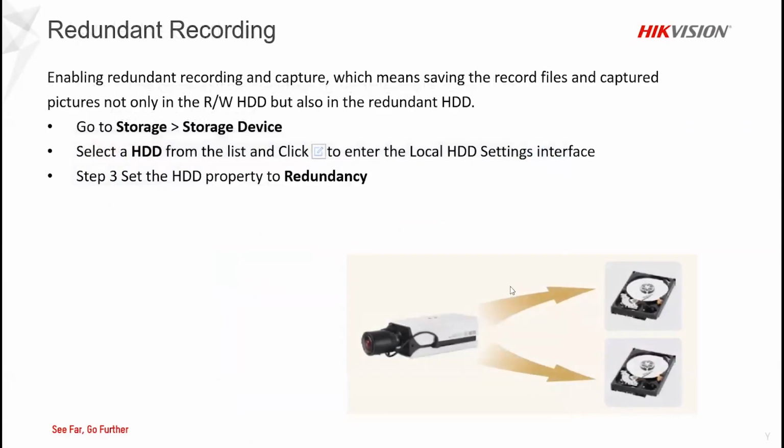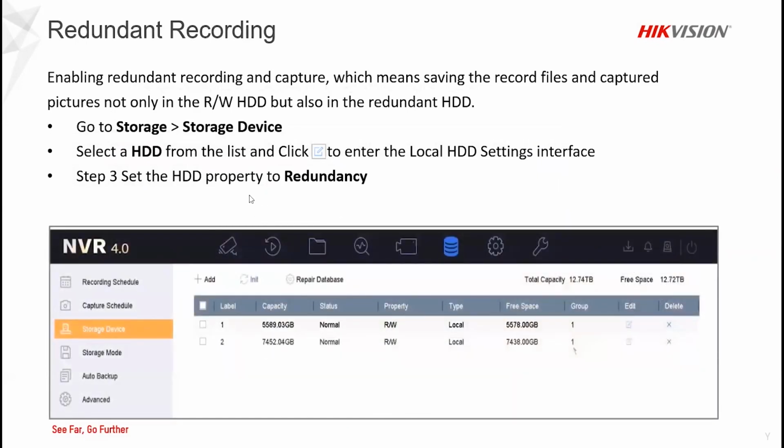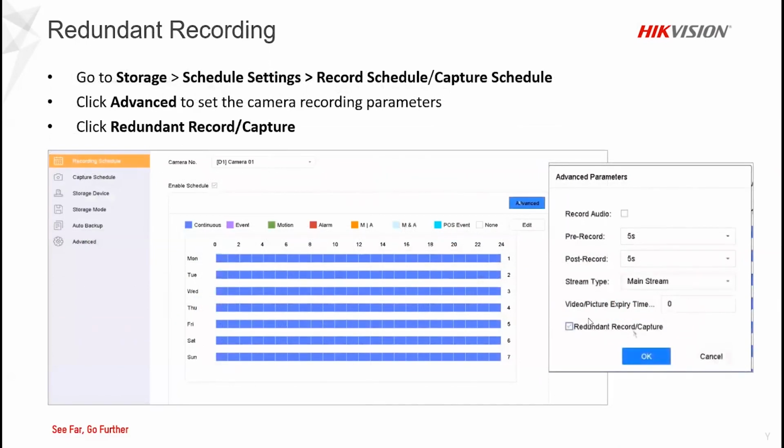Also you have the redundant recording, which I just explained. You can record the same camera on 2 hard disks. I showed you in the practical session how we can configure the redundant recording. That is also very simple. Basically, from the camera, we select the redundant record capture option.